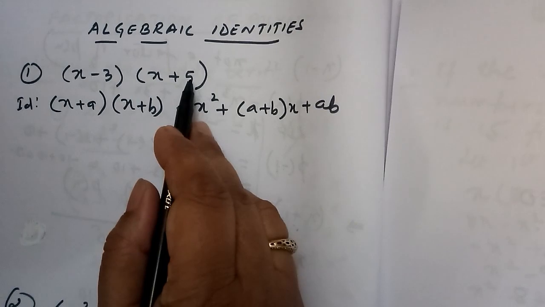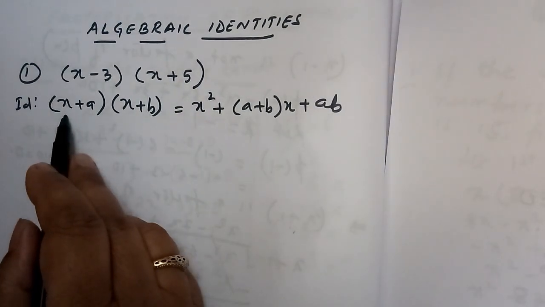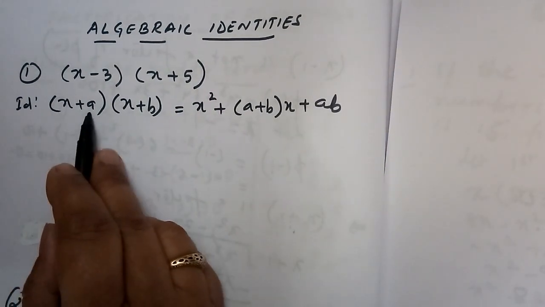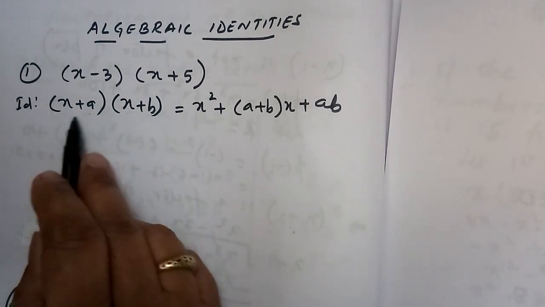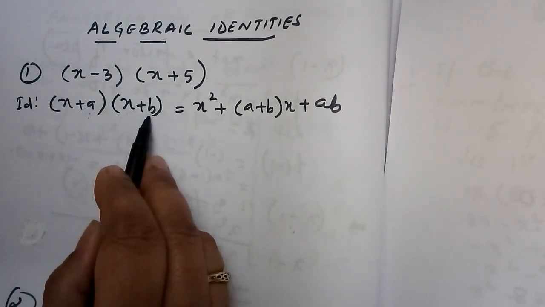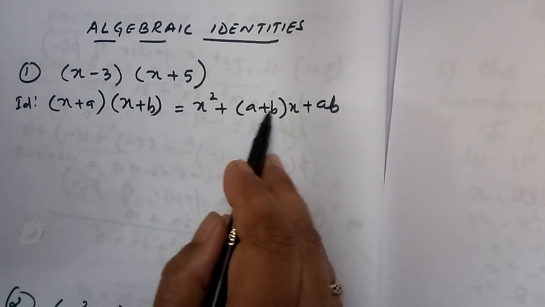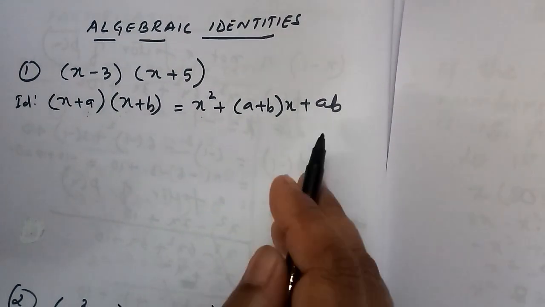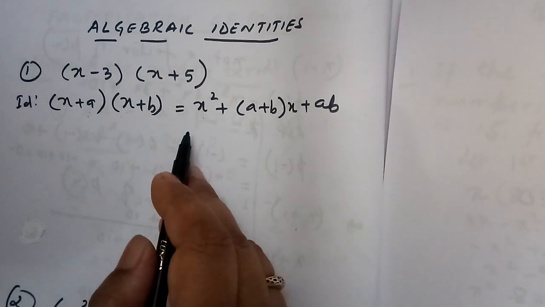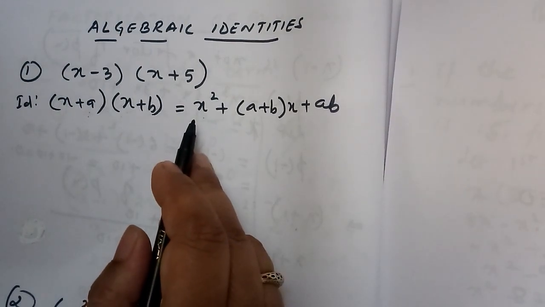So for this kind of a question, the identity that I'm going to use is x plus a, x plus b, x plus a first bracket into x plus b the second bracket equal to x square plus a plus b within brackets into x plus ab. You will have to learn this identity by heart because in the exam you have to write the identity in whichever question you are using it.